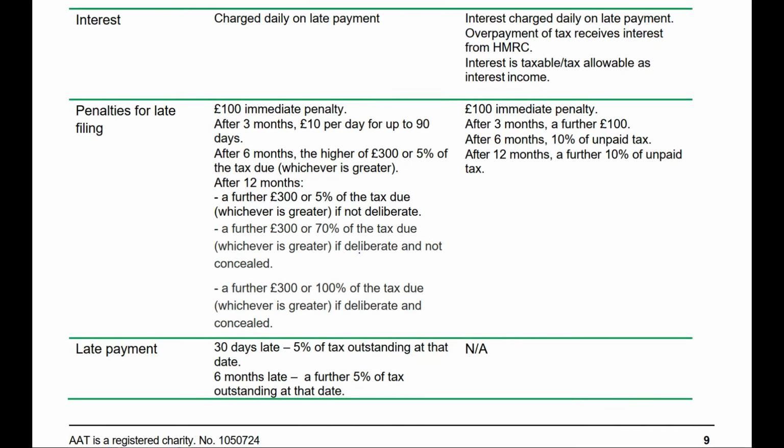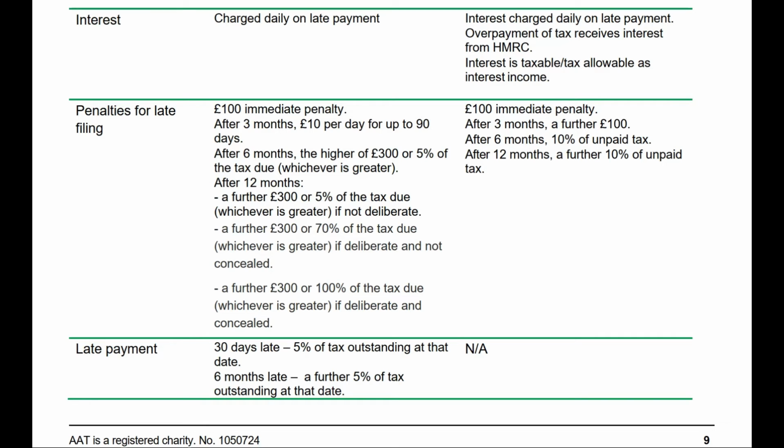So, penalties for late filing. £100 immediate payment, immediate penalty. So if we're late by just a minute or two, £100, no excuses. So that's that one. After 3 months, we move into a penalty which is £10 per day, up to a maximum of £900, because it's a maximum of 90 days.